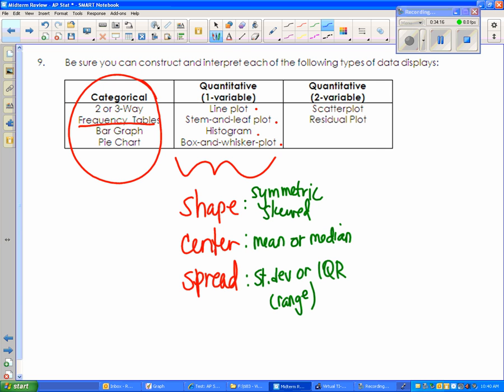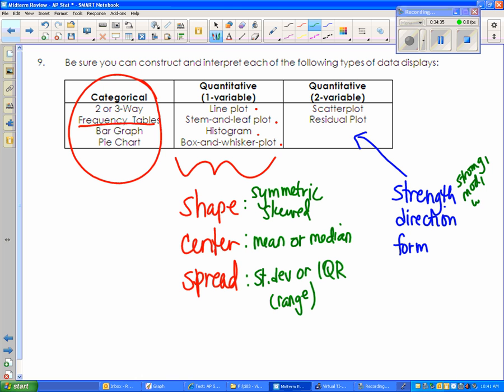When you're dealing with 2-variable data, you always want to describe the strength of the association, the direction of the association, and the form. And so by strength, we're talking about strong, moderate, or weak. Direction, we're talking about either positive or negative. If there's no association, you would just say there's no association. And then form, we're looking at either it's linear or it's not.